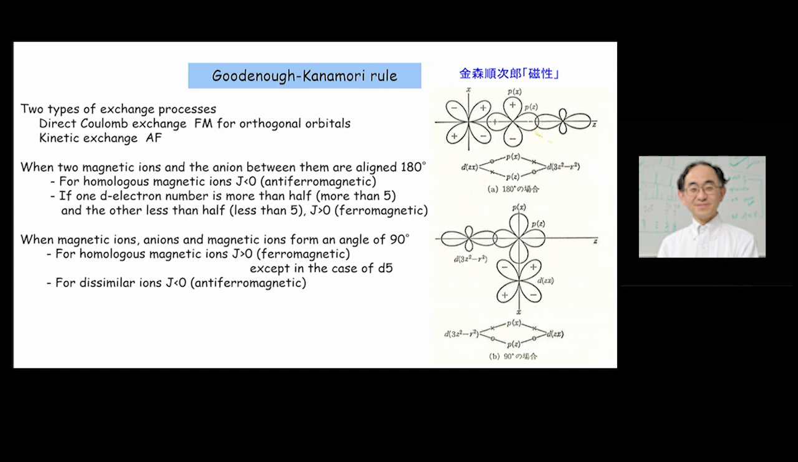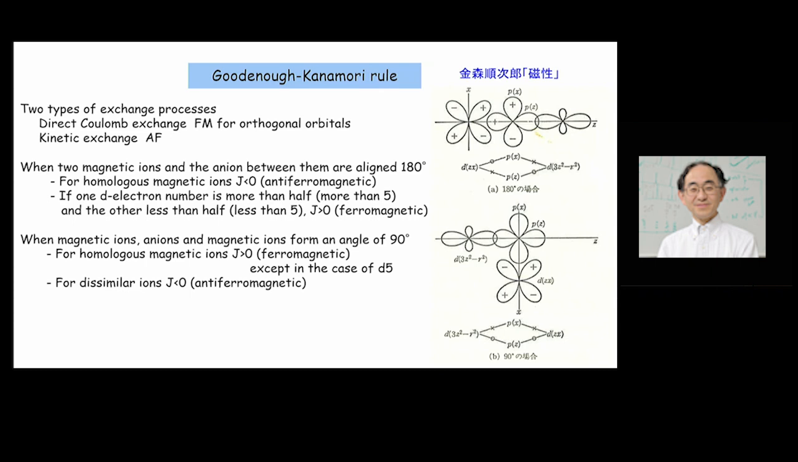when these two orbitals are orthogonal to each other. This is a mathematically exact statement. So the direct Coulomb exchange interaction leads to the ferromagnetic interaction for orthogonal orbitals, right? But once you have overlap or transfer integral, then this leads to the kinetic exchange antiferromagnetic interaction. So these are ferromagnetic versus antiferromagnetic. This competition determines the sign of exchange coupling between the different atoms.